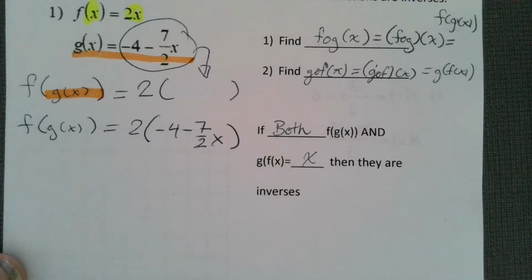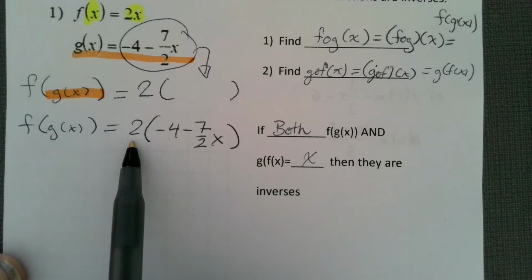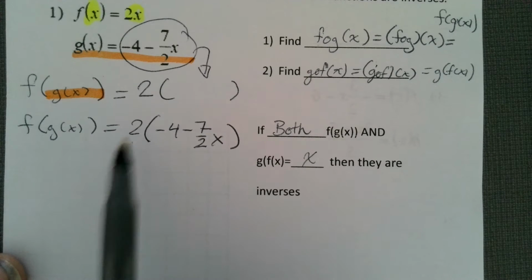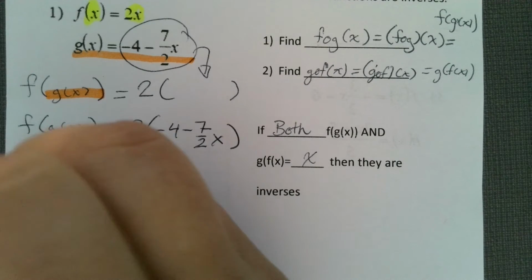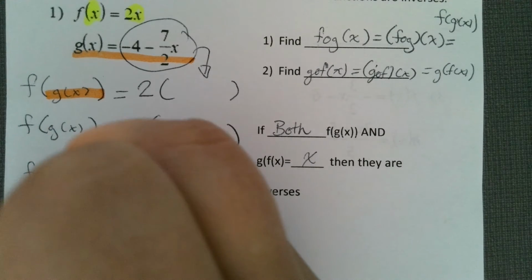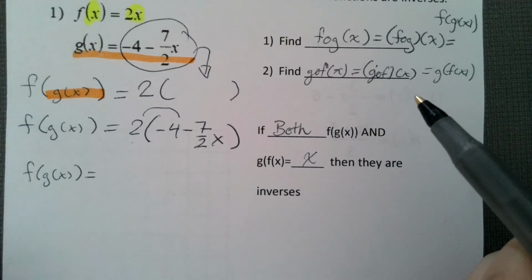You guys ready? What do we do with a number outside of a parentheses? It's called distribute. Yeah, multiply by everything. So what I'm going to do, what is 2 times -4? Anyone?